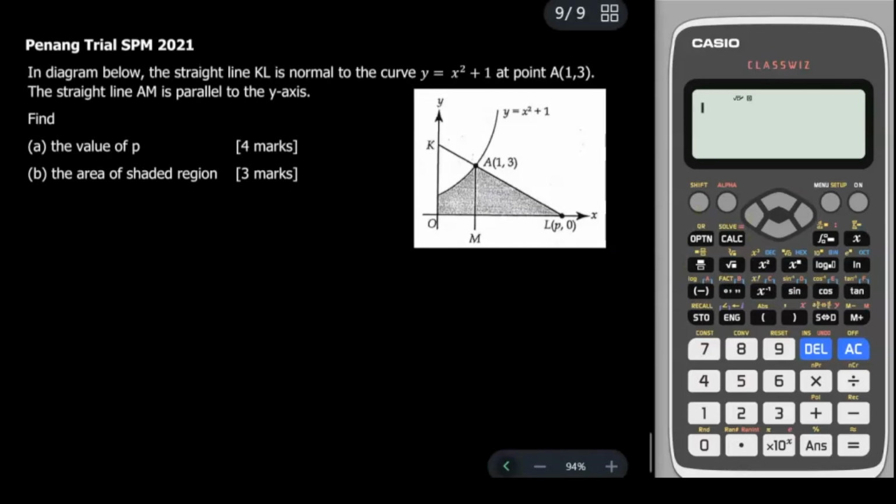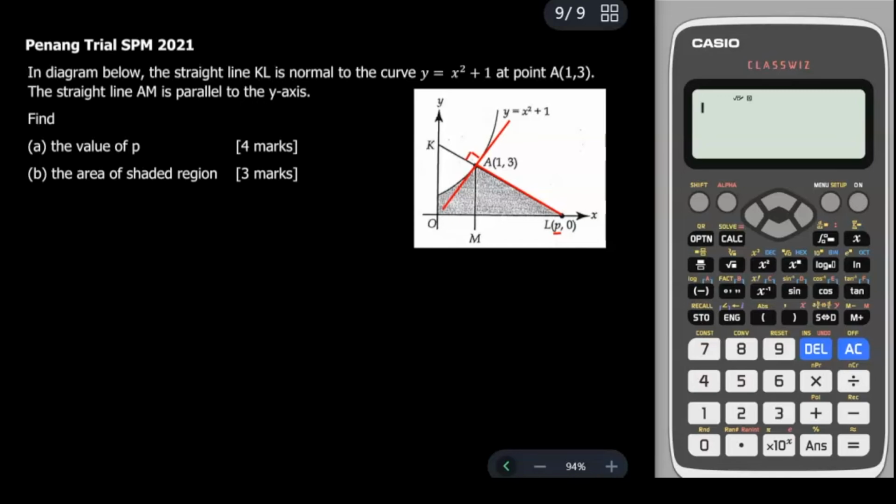So let's look at this one. We need to find what is P. P is the coordinate here. So we need to find the gradient of the line AL, so that we can use the gradient formula to find P. How to find the gradient? Since the curve is given, I can find the gradient of this tangent, because this is 90 degrees, which means perpendicular.